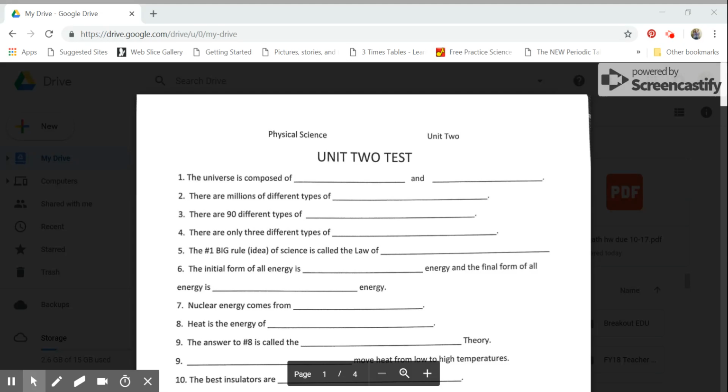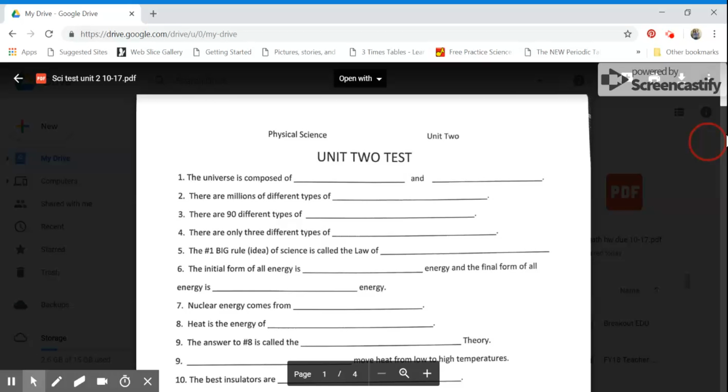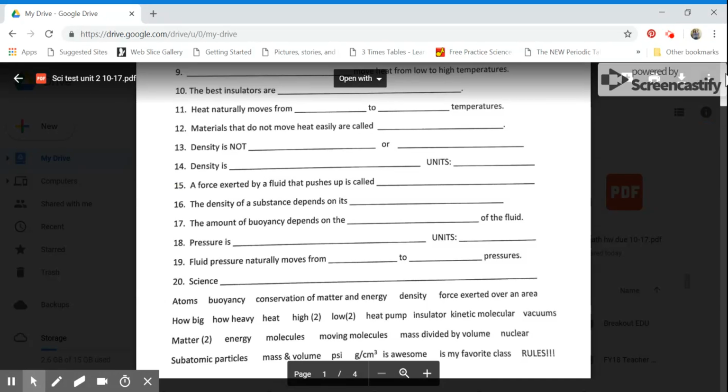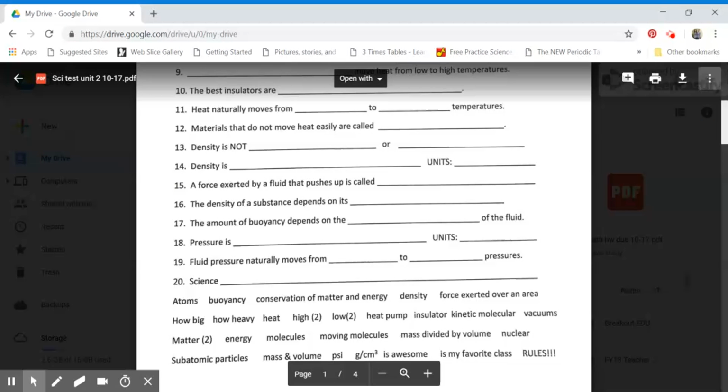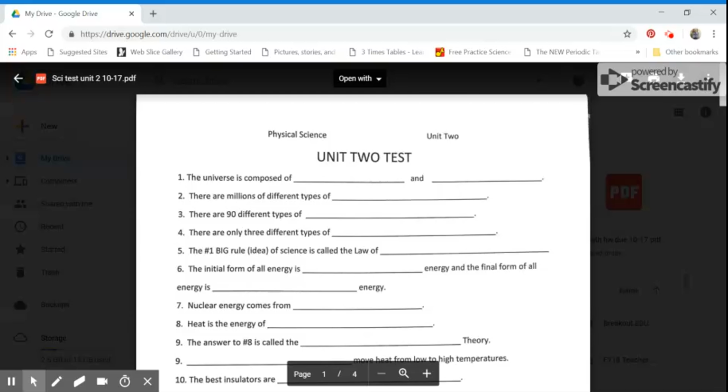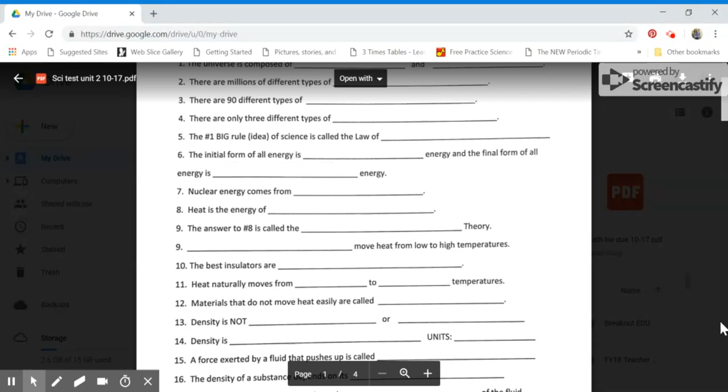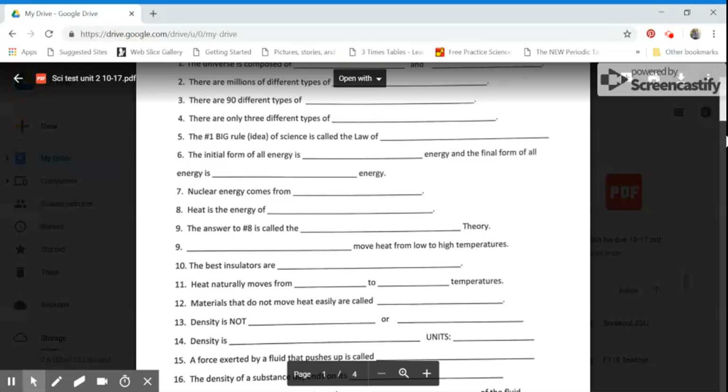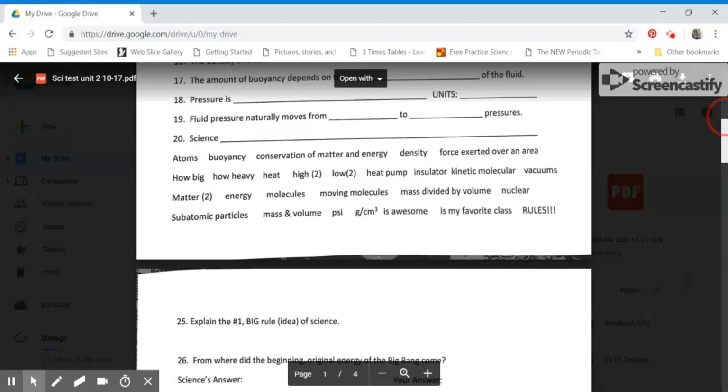All right, Unit 2 test. Science, your first page has your fill in the blanks. And at the bottom of your first page is your word bank. Under number 20, you can see that there's your word bank.